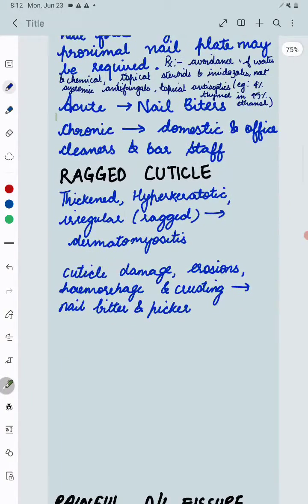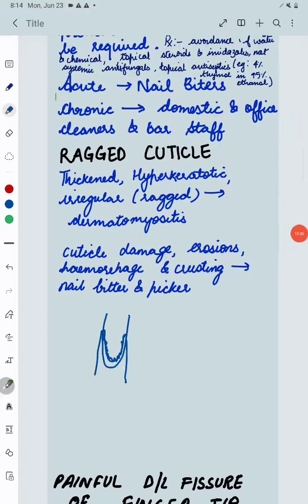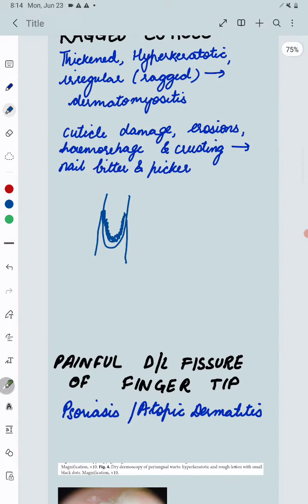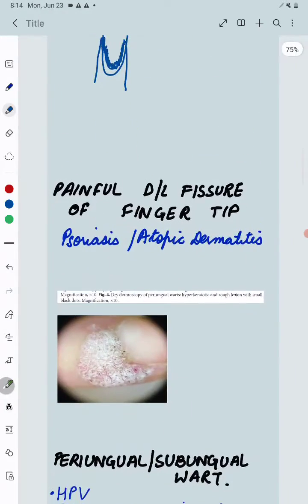Now ragged cuticle is when the cuticle is uneven. Usually if this is your nail, there is a cuticle layer like this, but if it becomes ragged, then it is pathological. If the cuticle becomes irregular, it is called hyperkeratotic, irregular and ragged cuticle. It is seen with dermatomyositis, and it can also be seen in people who are nail biters, nail pickers.